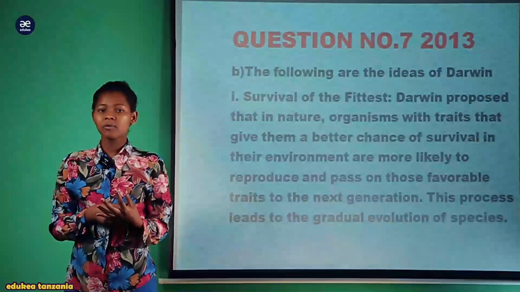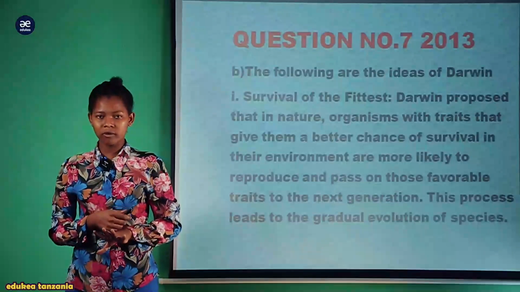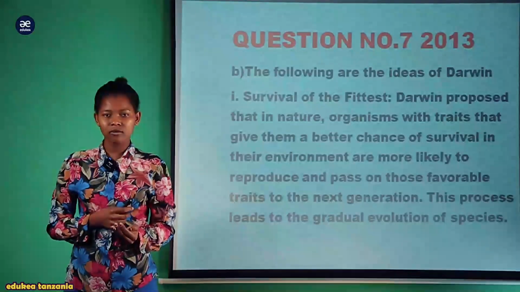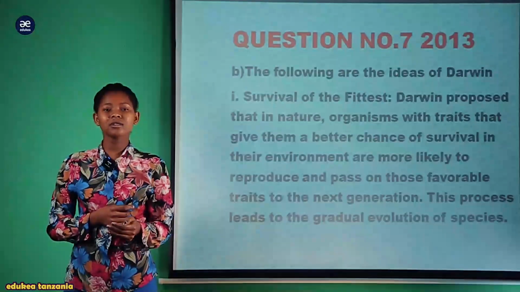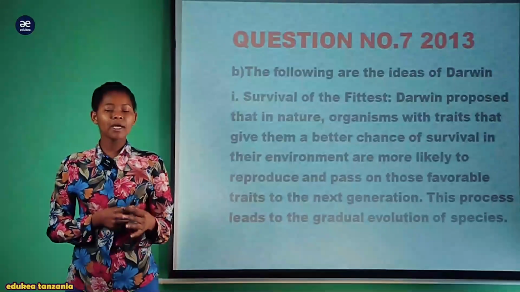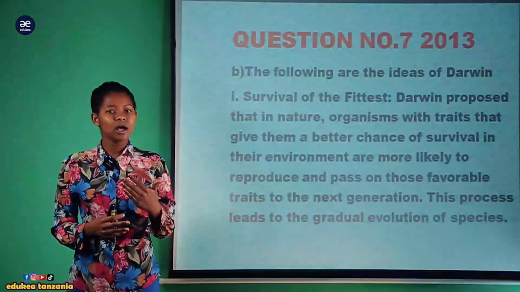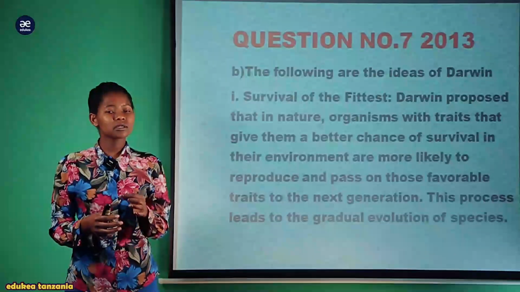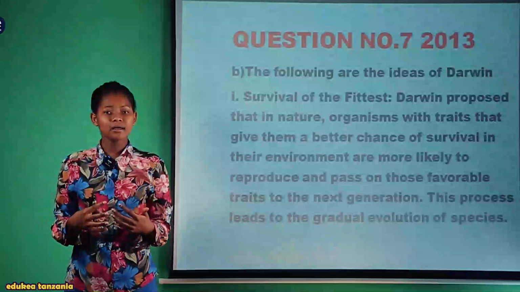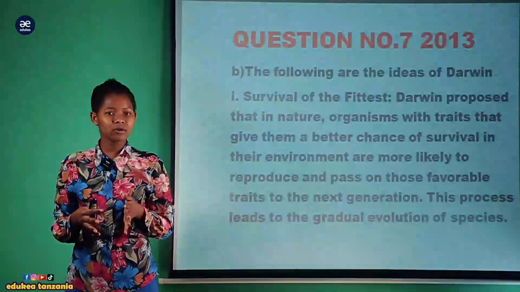Remember, my dear students, the scientist Darwin was among the scientists who speculated about the process of evolution, and that's why they were considered as the theories of organic evolution. And when we talk about organic evolution, we mean those gradual changes of organisms over time. Mabadiliko yale madogo madogo kwa organisms kwa muda fulani. That is all about organic evolution. And Darwin was the one ambaye aliweza kueleza the concept of evolution by means of natural selection. And now idea yake mojawapo ni survival of the fittest.